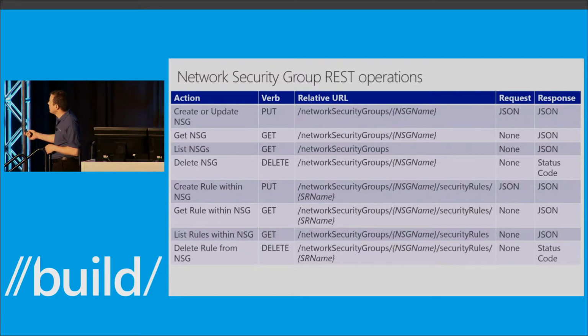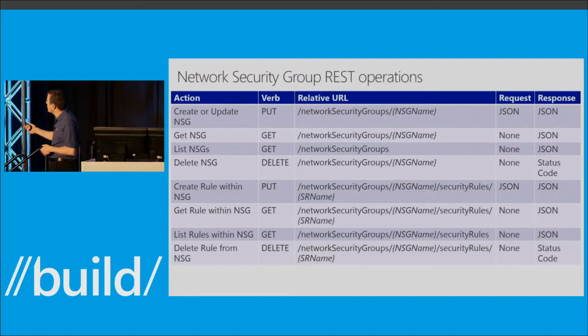And these are for put. We put in the NSG name into the URI that we're putting to. And for get, same thing. For listing, we leave it blank. We just get all network security groups in, and then we can filter client side if we want, or get that collection. And then deleting has the name as well.